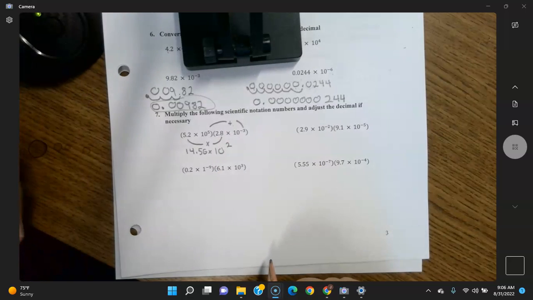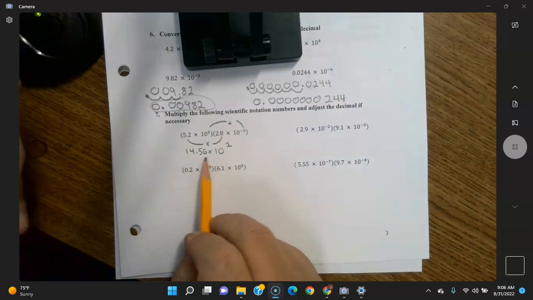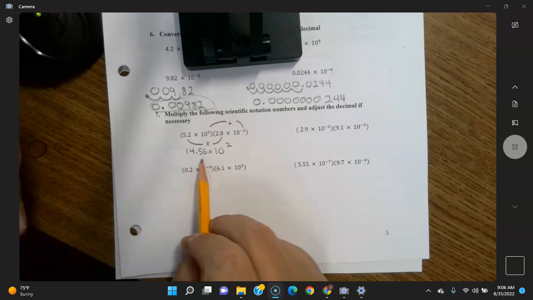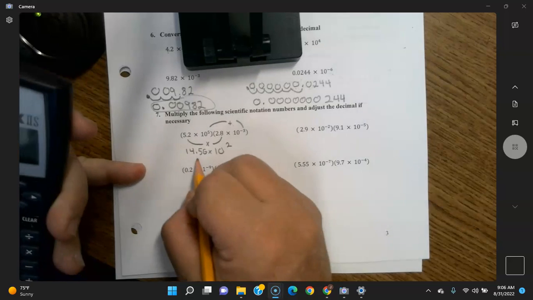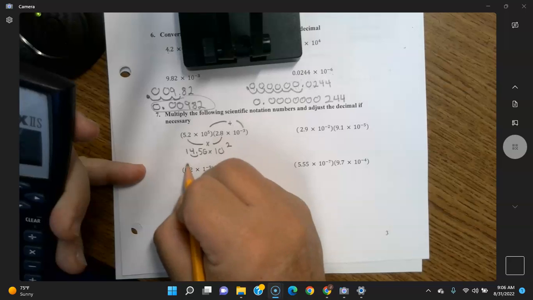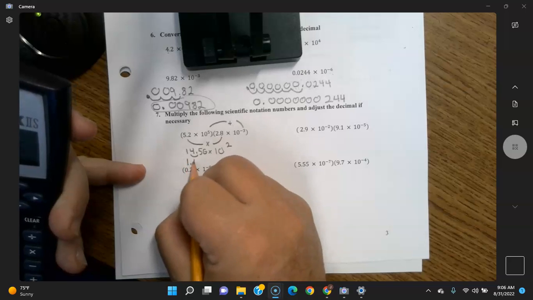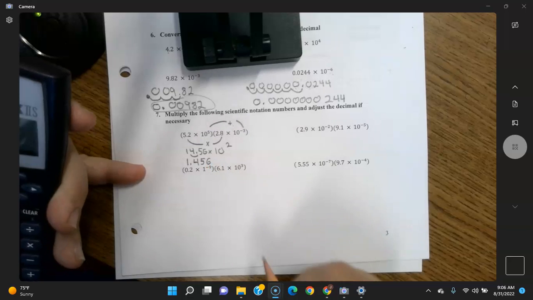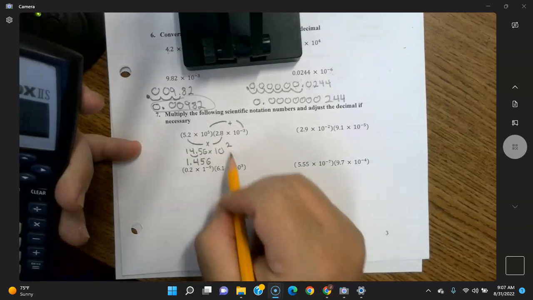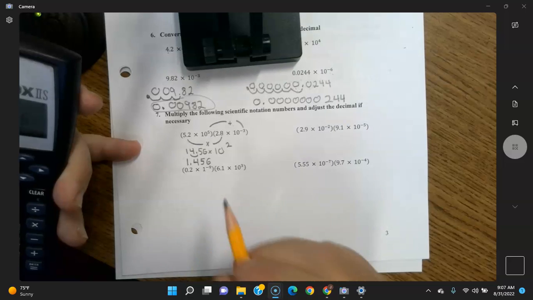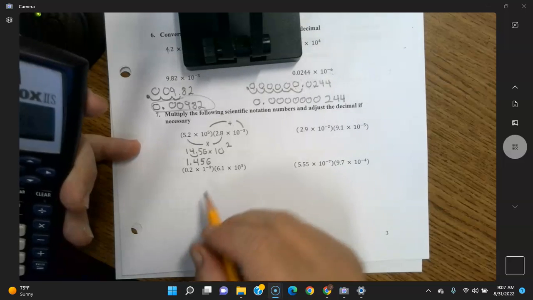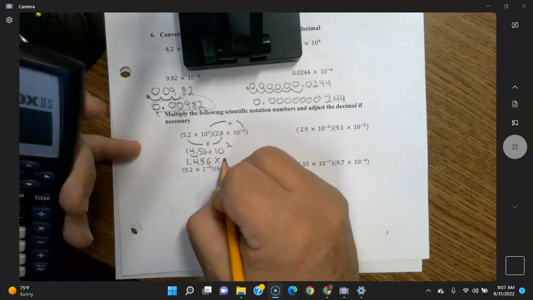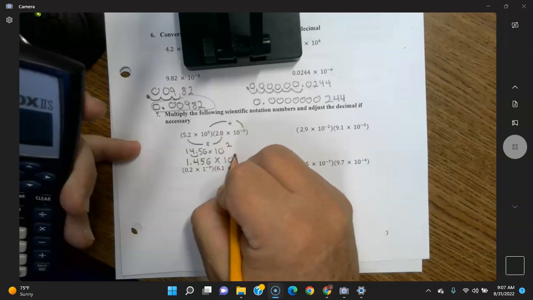Now you have to adjust the decimal. This has to be a number between 1 and 9.999. So what I'm going to do is move this decimal over to there and make this 1.456. Now it is a number between 1 and 9.999. But you just can't move that decimal without changing something else. You don't want to change the value of the number. So I'm going to make it times 10 to the third.